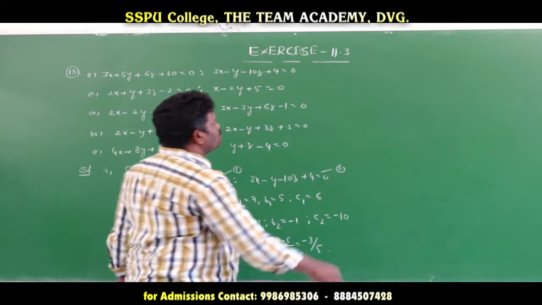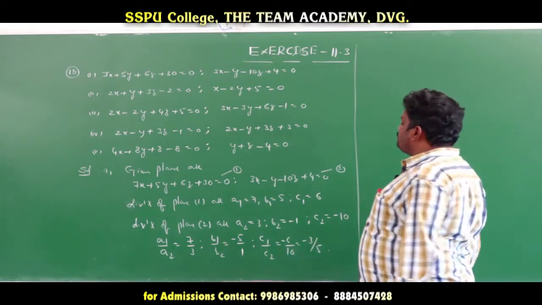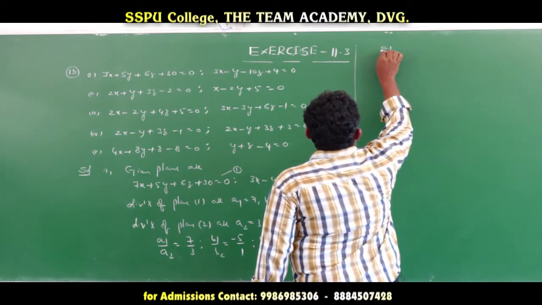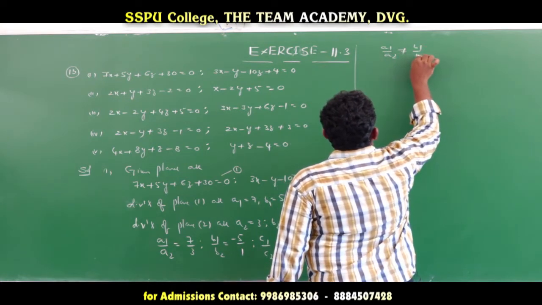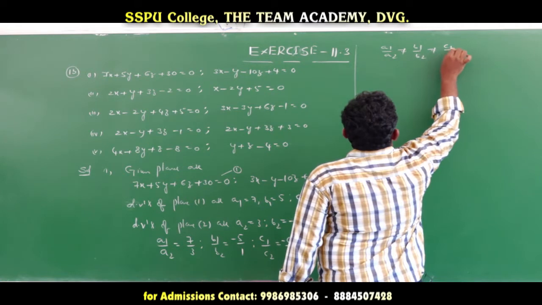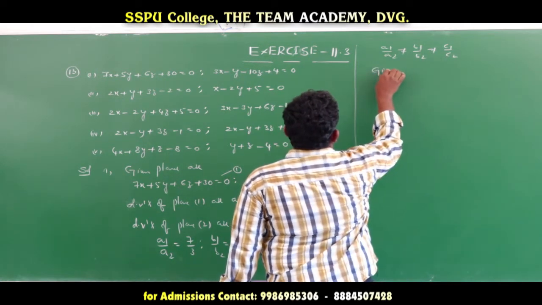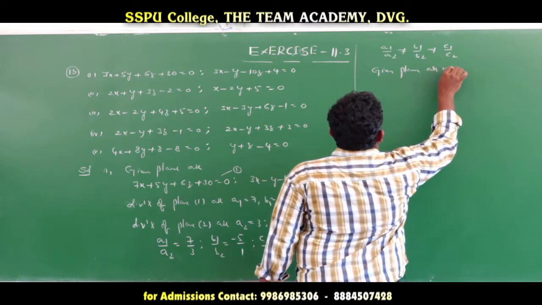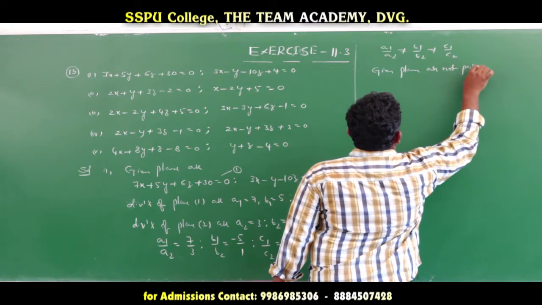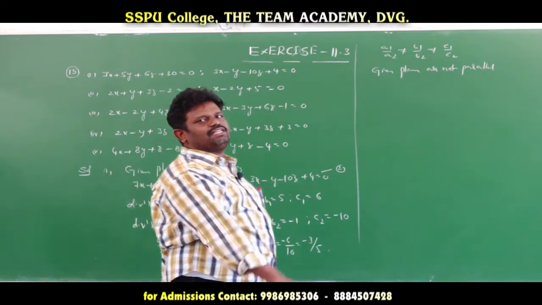But here the three ratios are unequal. So that's why A1 by A2 is not equal to B1 by B2 is not equal to C1 by C2. Therefore, the given planes are not parallel. So the first condition is not satisfied, which means we verify the second condition.